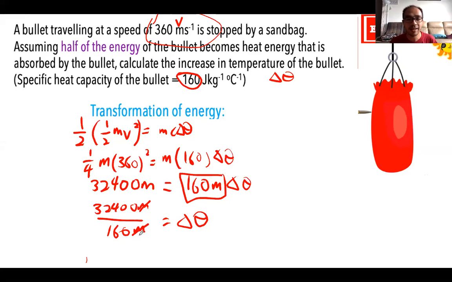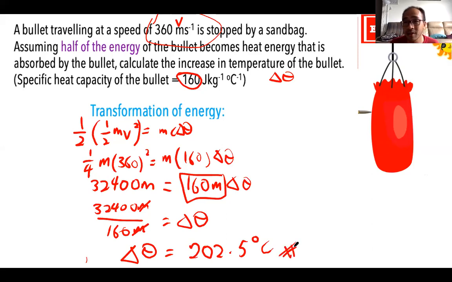Sorry, strange language. Okay, so what is our delta theta? I'm getting two different answers. Everyone is chatting with me privately. Wow, amazing. 202.5 degrees Celsius. Okay, quite easily done.